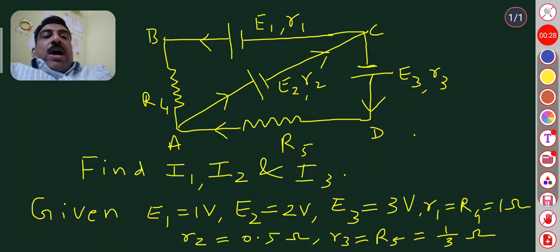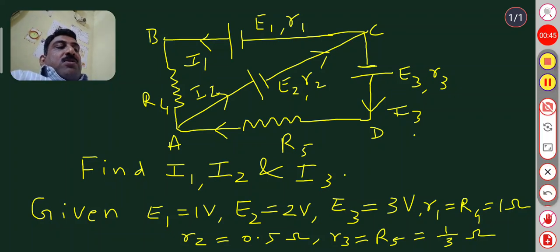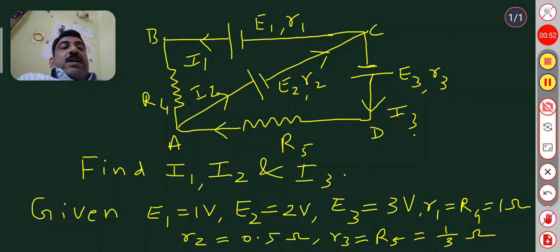So this is your I1, this is your I2, and this is your I3. So you're asked to find the value of I1, I2, and I3. That is the current in these three branches.